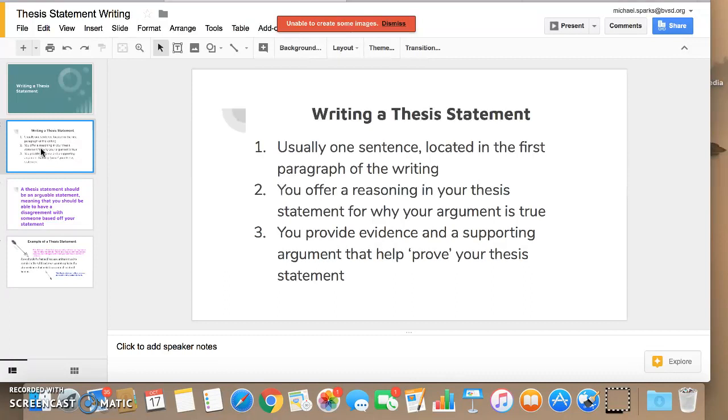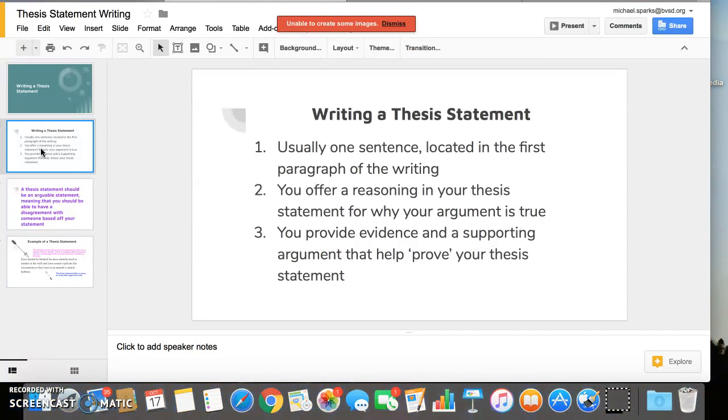1, usually it is one sentence located in the first paragraph of the writing. 2, while writing your thesis statement, you offer a reasoning as to why that argument is true. And 3, you provide evidence and a supporting argument that helps prove your thesis statement. So, you will make a claim, I believe in this, and then you'll offer a simple reasoning as to why that thesis statement might be true.